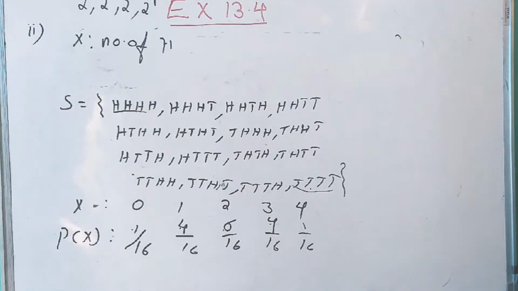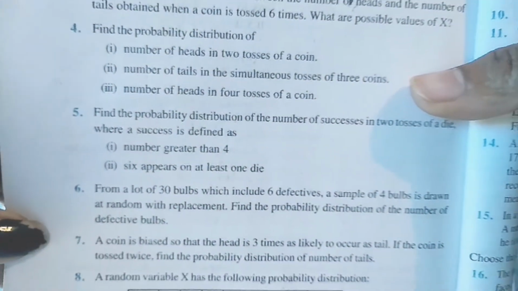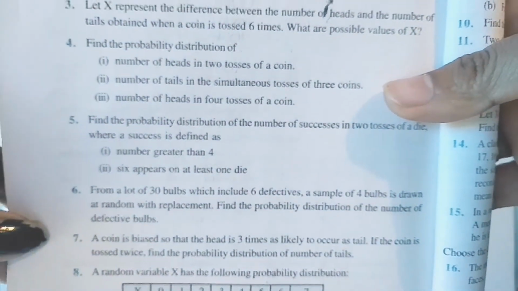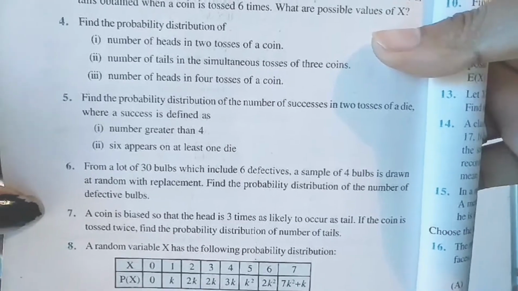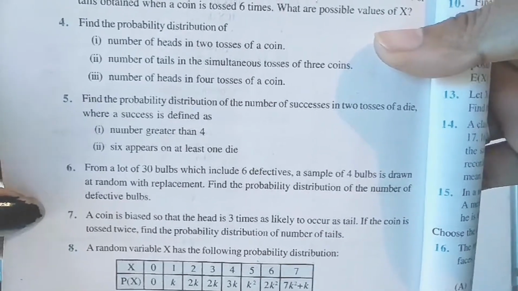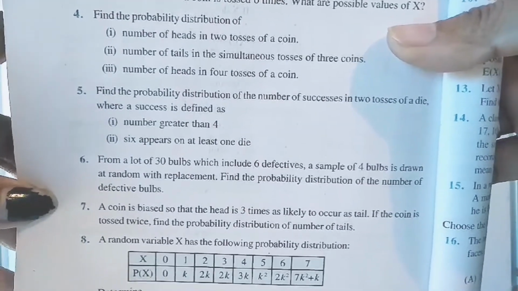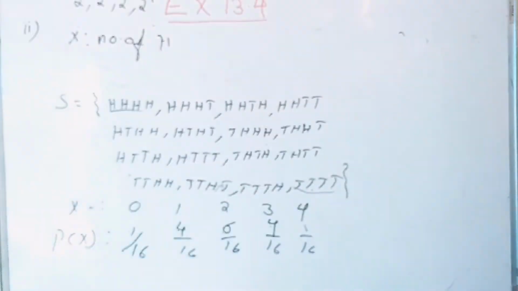Okay. Now, fifth question. Find the probability distribution of the number of successes in 2 tosses of a die, where a success is defined as a number greater than 4. 6 appears on at least one die.